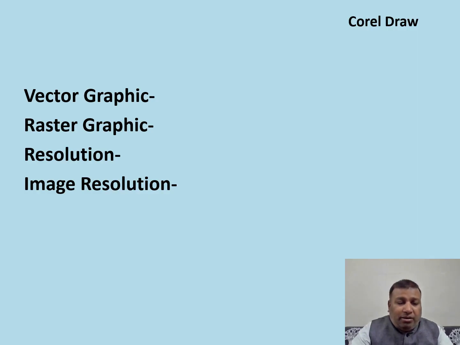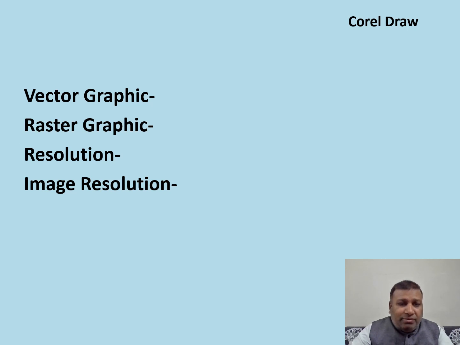Today I'm covering only CorelDRAW. CorelDRAW basically we use for vector designing. Vector designing means those graphics which we can zoom at any level without any distortion. Vector graphics generally use points, lines and mathematical values, and we can zoom at any level without any distortion. Also we can go for larger and larger prints without any distortion. That is called vector graphics.